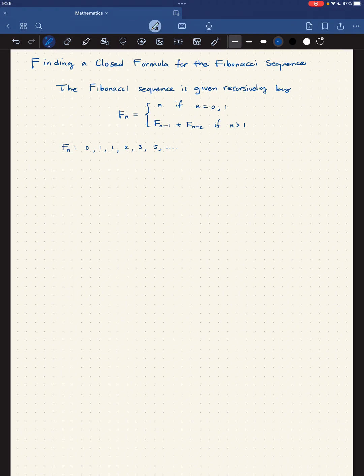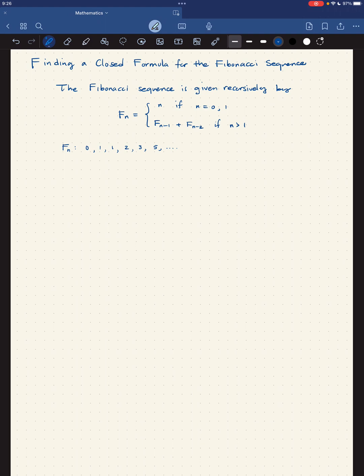Hello. This time we're finding a closed formula for the Fibonacci sequence, and as you may recall, the Fibonacci sequence is given recursively by this expression here. Now, I'm going to write here a few terms of that sequence, and let me reproduce what will be the effect of shifting the entire sequence to the left by one term.